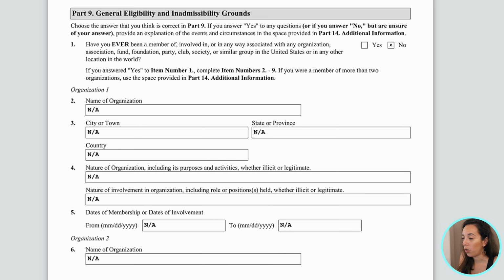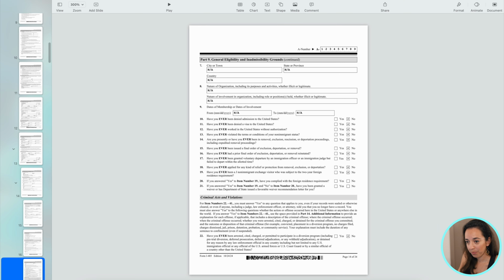Part 9 begins a whole bunch of security questions. So question 1 asks, have you ever been a member of, involved in, or in any way associated with any organization, association, fund, foundation, party, club, society, or similar group in the United States or in any other location in the world? We selected no. As we selected no, we just wrote NA in all of the boxes under Organization 1 and Organization 2, and then we continued on to the next page.